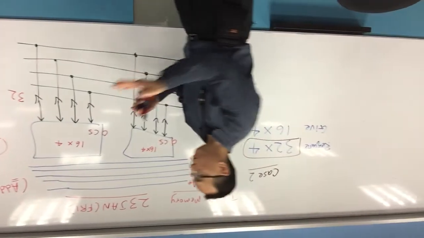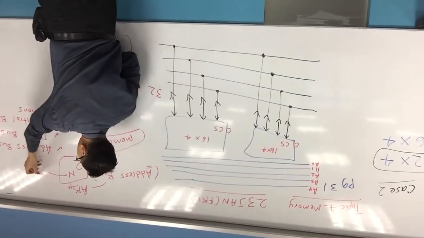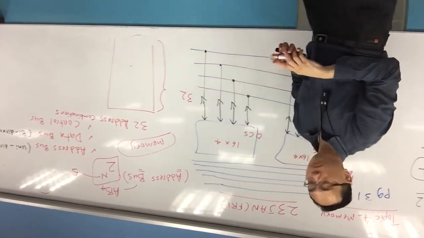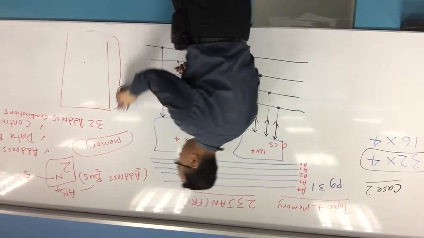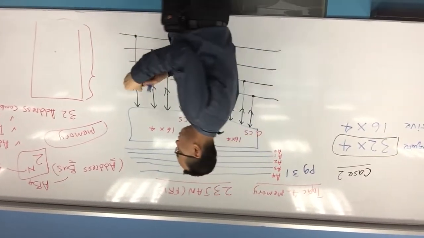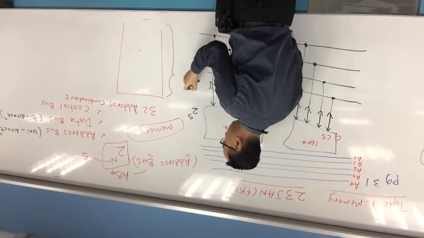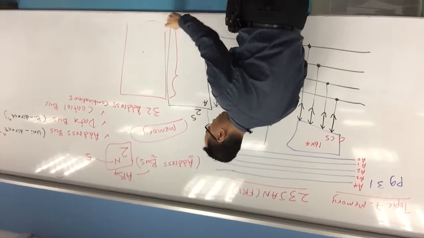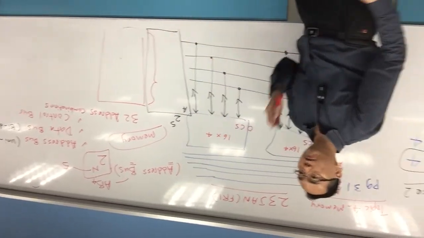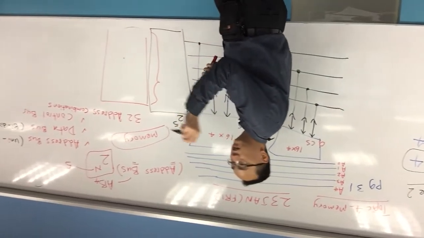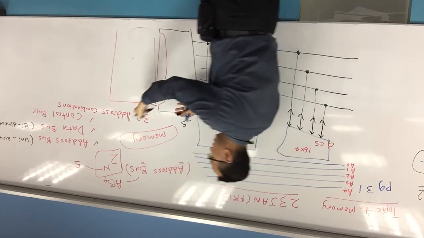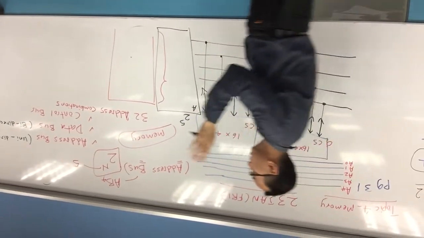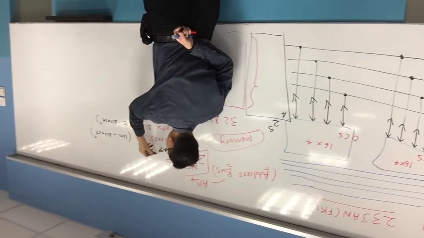I need to get 32 combinations. So what is the n? 5, correct. Which means I need 5 physical lines here, at the address. Because you rightfully told me 2 to the power of 5, I must have 5 physical unique lines, but of course I need 32 unique addresses. Remember, each memory address is unique.